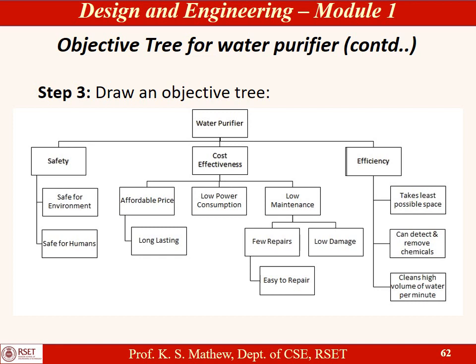Drawing a tree diagram for the water purifier. The next level is safety, cost effectiveness and efficiency. Under safety, there are two subcategories: safe for environment and safe for humans. Under cost effectiveness, there are three subcategories: affordable price, low power consumption and low maintenance. Under affordable price, long lasting. Under low maintenance: few repairs, low damage and easy to repair. Under efficiency: take least possible space, can detect and remove chemicals, cleans high volume of water.